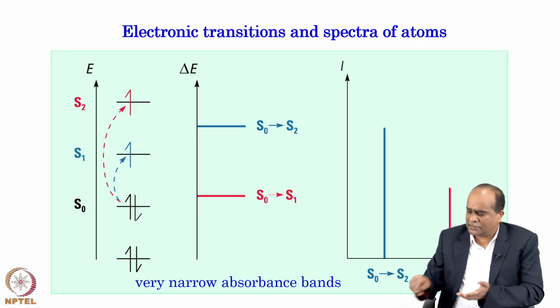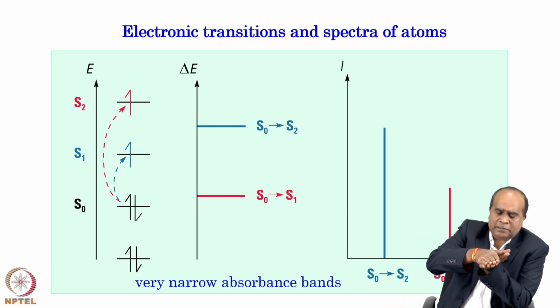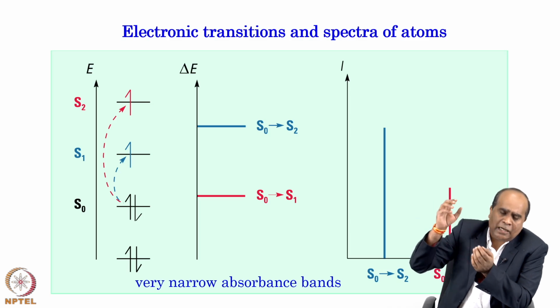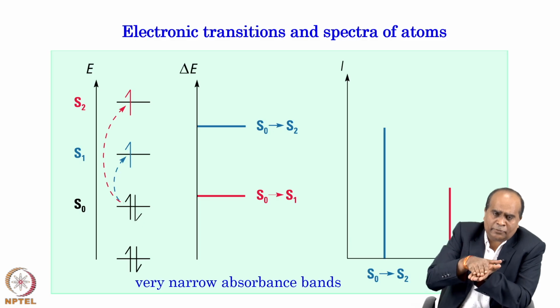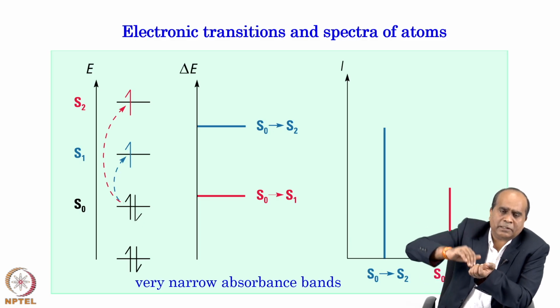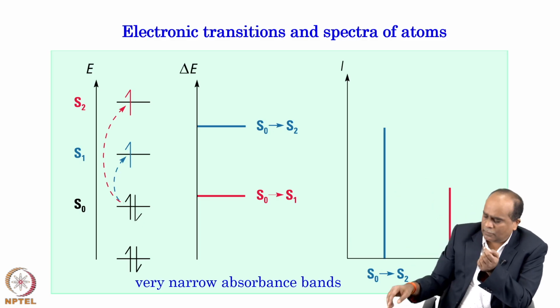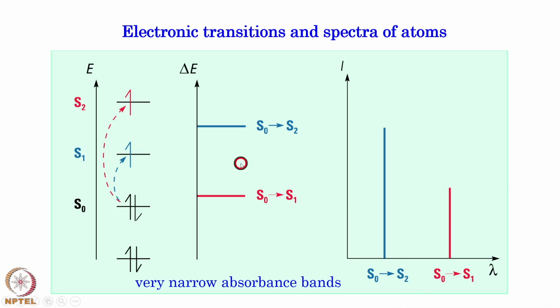To sum up what we discussed, in each molecule there will be electronic states S0, S1, S2, S3, and when appropriate light is shining on this molecule, the electron will go from S0 to S1 or S0 to S2 and so on and so forth, and that gives you a spectrum which you can plot as intensity versus lambda, lambda is wavelength, right. And in atomic absorption spectroscopy you get a very sharp line.